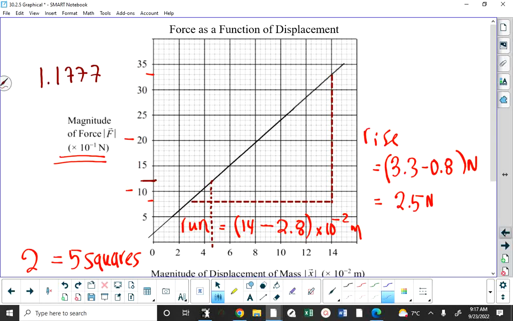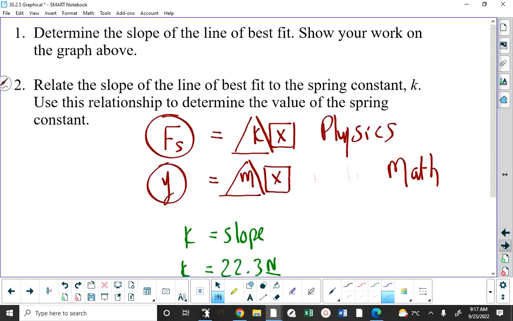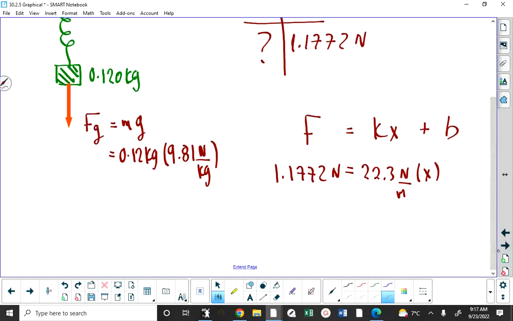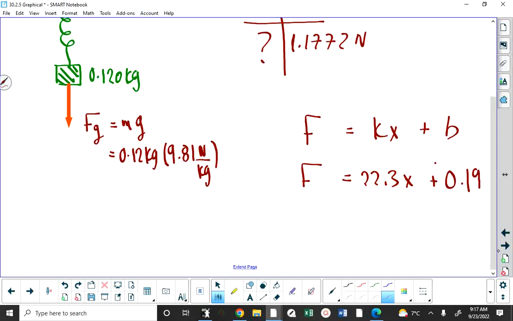Okay. That means that our actual equation of the data is y equals the slope, which was 22.3, times x plus 0.19. Because that's the y-intercept, 0.19 newtons. Don't forget, it's 2 on the axis, but it's times 10 to the negative 1, which gives us that.